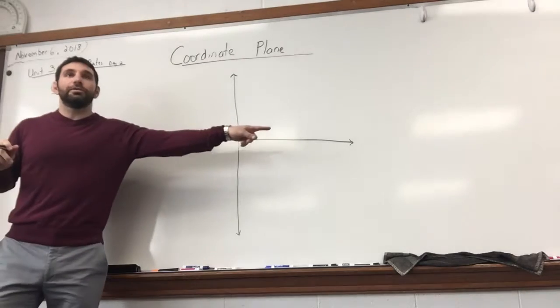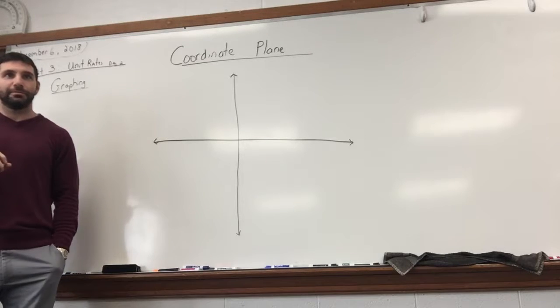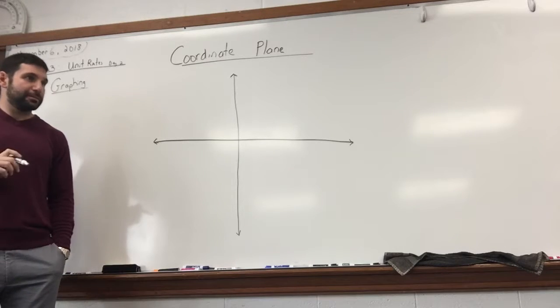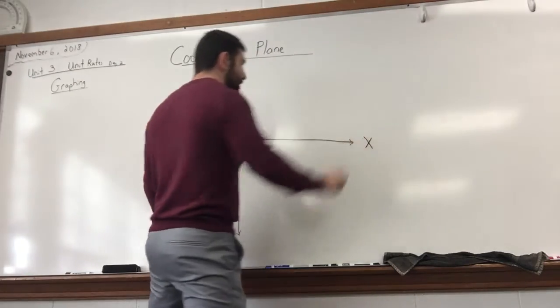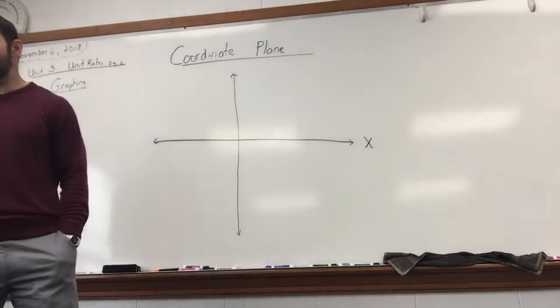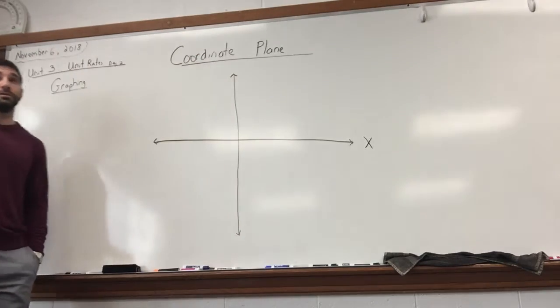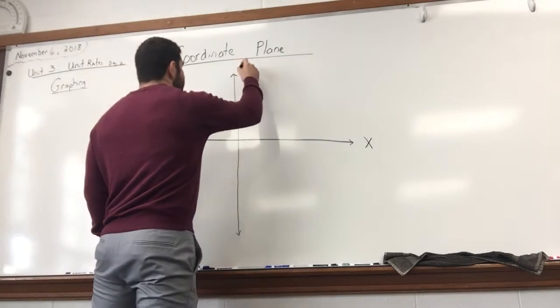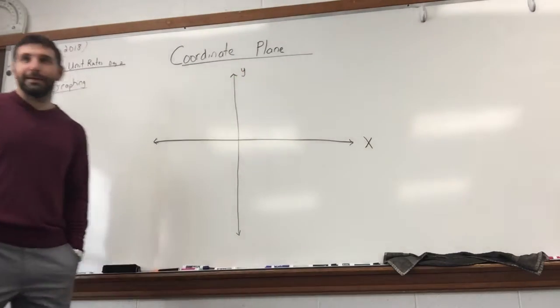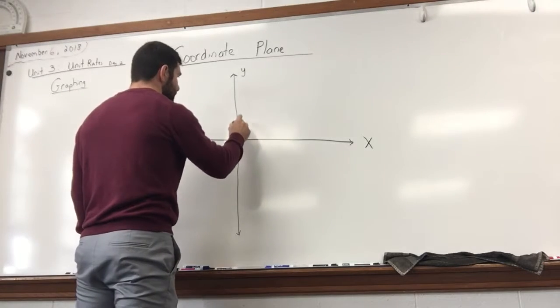This horizontal line, the line that goes left to right, which letter is that line? X, good man. This line is our x-axis. Which line is our vertical line? Renee? The y. This is the y-axis. And then you'll see things like this.